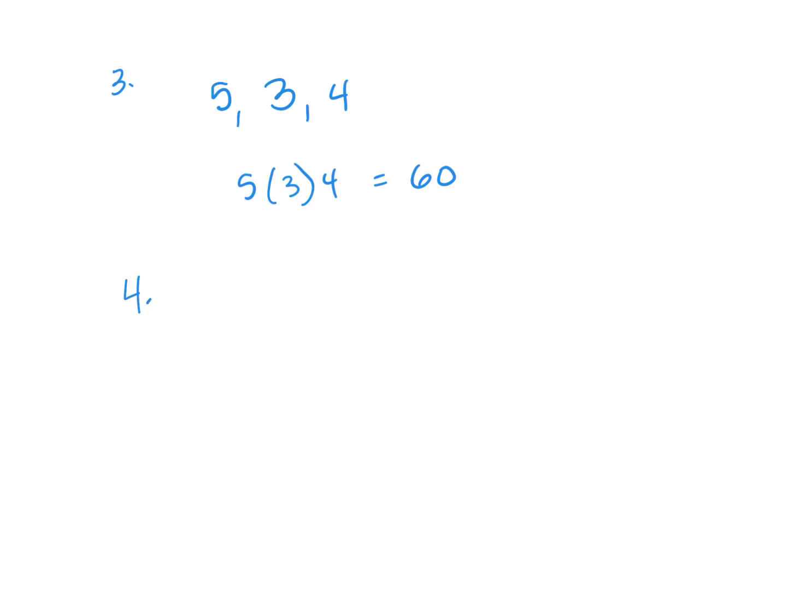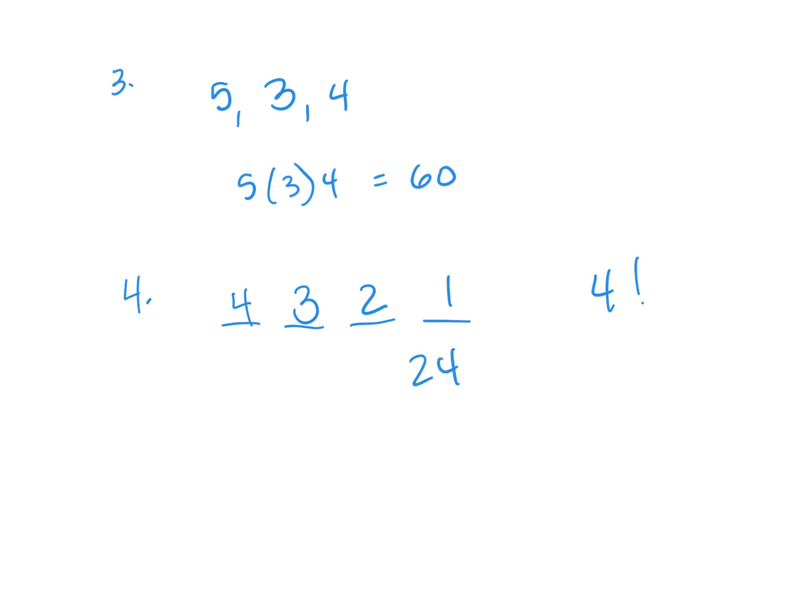Number 4 says, how many different ways can 4 different books be arranged on the shelf? This one, once you pick a book and put it on the shelf, it's no longer available for the next position. So this would be 4 factorial, which is 24 ways.